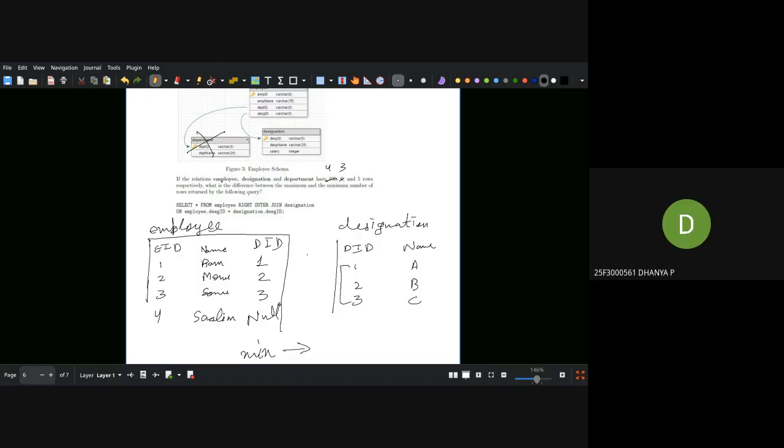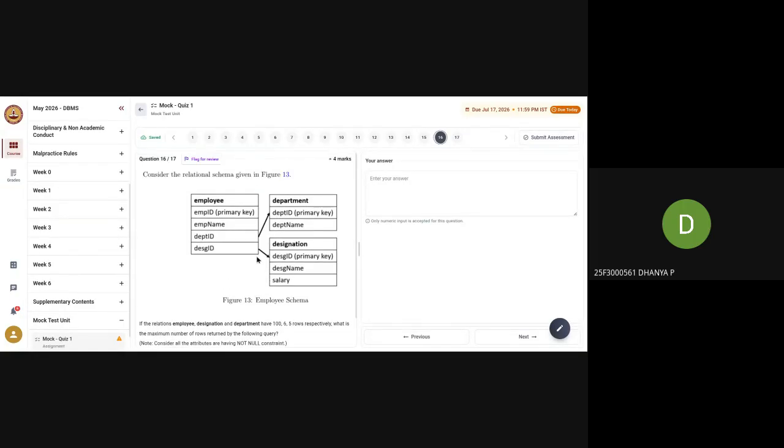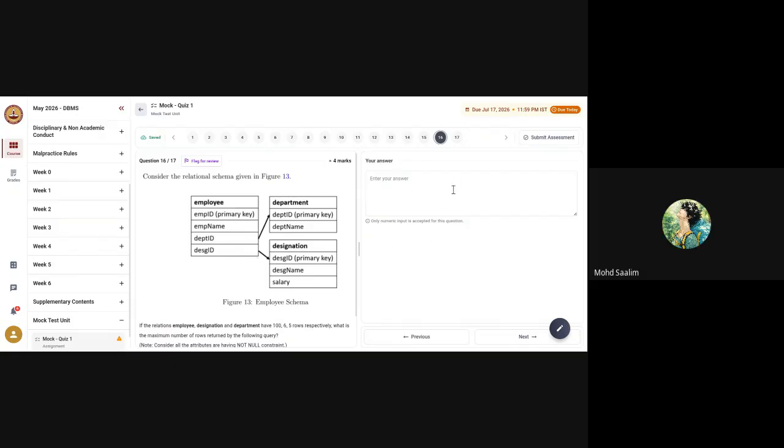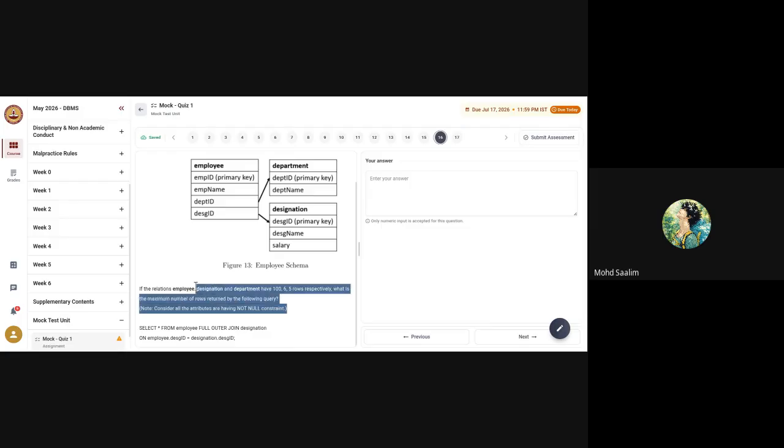Now, question number 16. I am not getting the right answer, that's why. So what is the right answer for this? 105. I think it is the same schema, right? Same. But the null constraint is given this time.